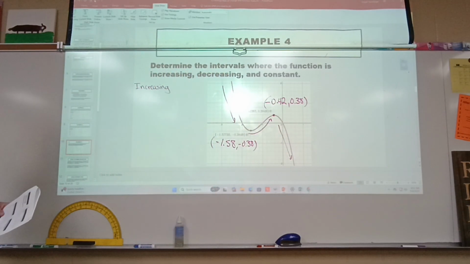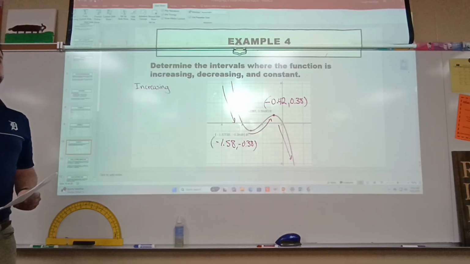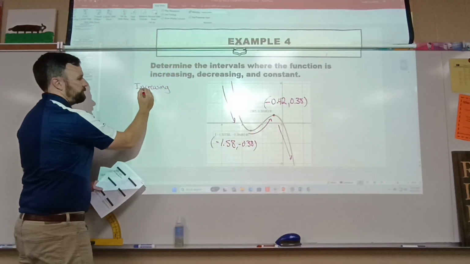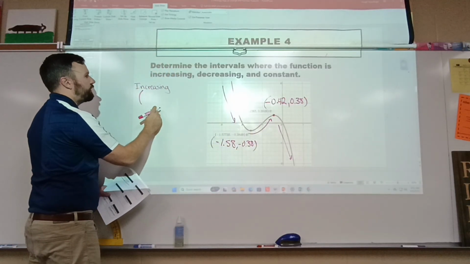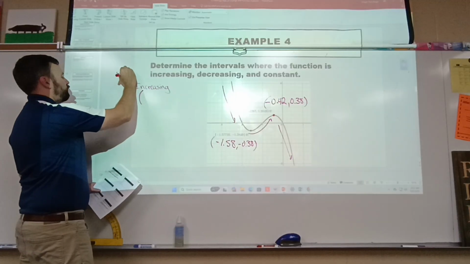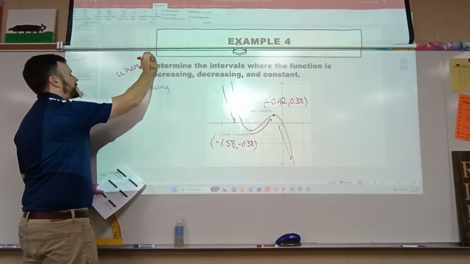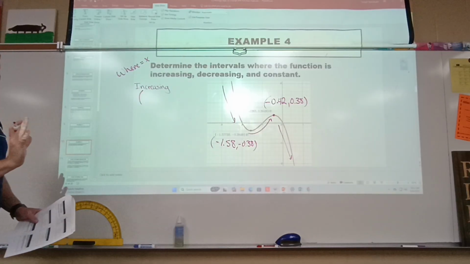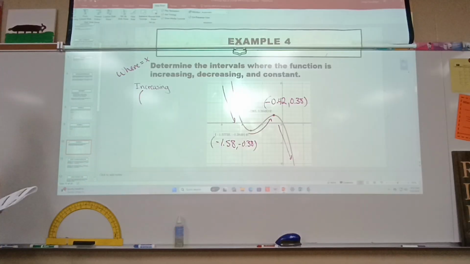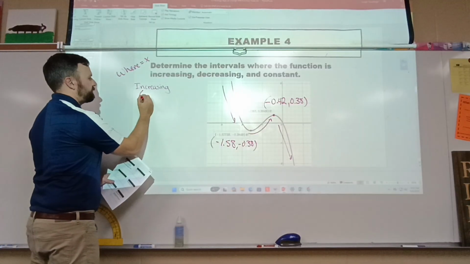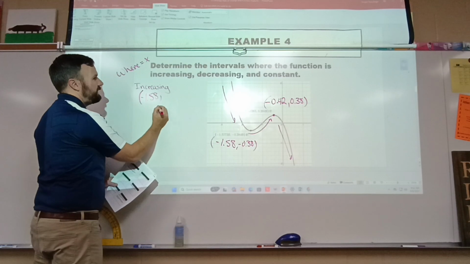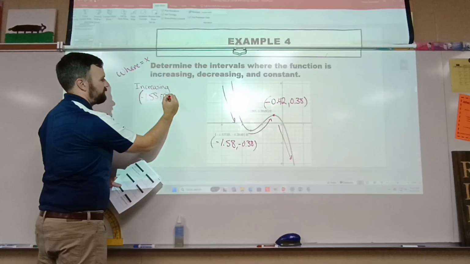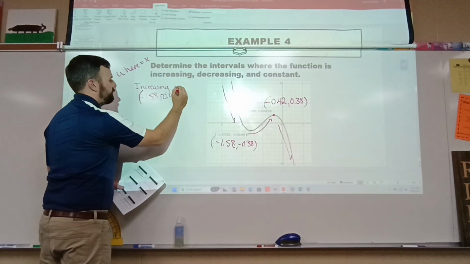So where am I increasing on this graph? Right here, right? So I'm increasing. Use our x values. Where is always x, right? So where am I increasing? I'm using my x values. The y's don't mean anything. I'm asking it where. Where am I increasing? I'm increasing from negative 1.58 to negative 0.42.